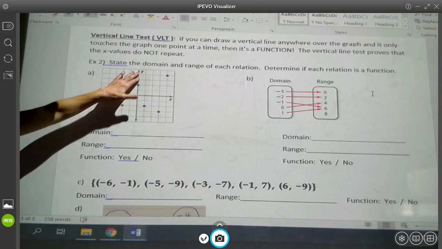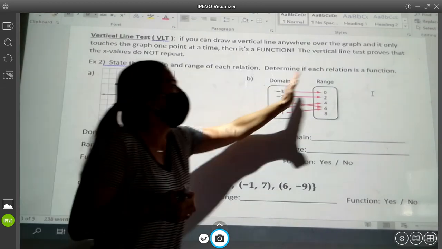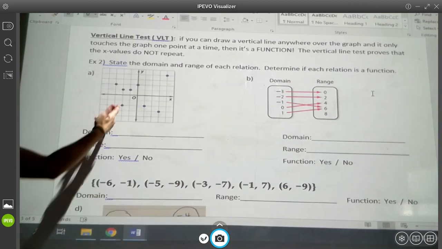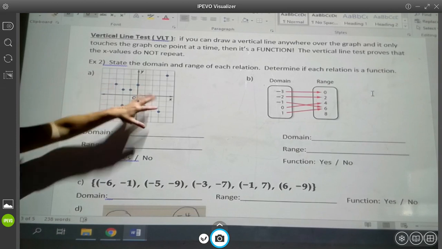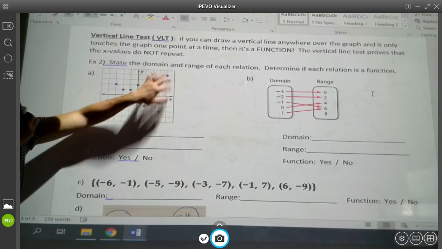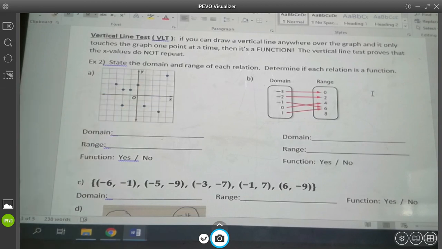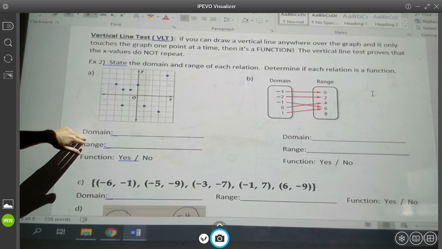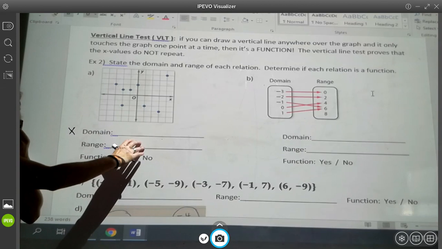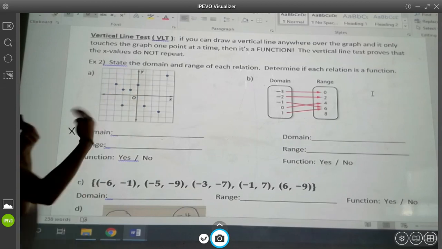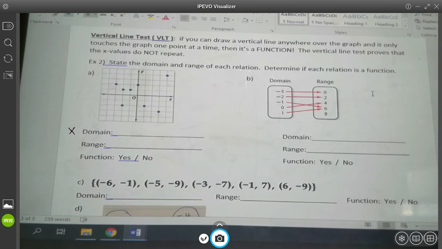Example 2 says state the domain and the range of each relation, and then determine if each relation represents a function. So guys, look at A. They've given you this relation, this set of ordered pairs, this relationship between x and y as a graph. So all of these blue dots represent a point that belongs to this relation. If they want the domain, who did we say yesterday the domain was going to be? The domain is going to be all the what values? The x's. So literally they want us to make a list of all the x values that live on this graph. So guys, we're not looking at ordered pairs. We're going to have to pull them off of the graph.